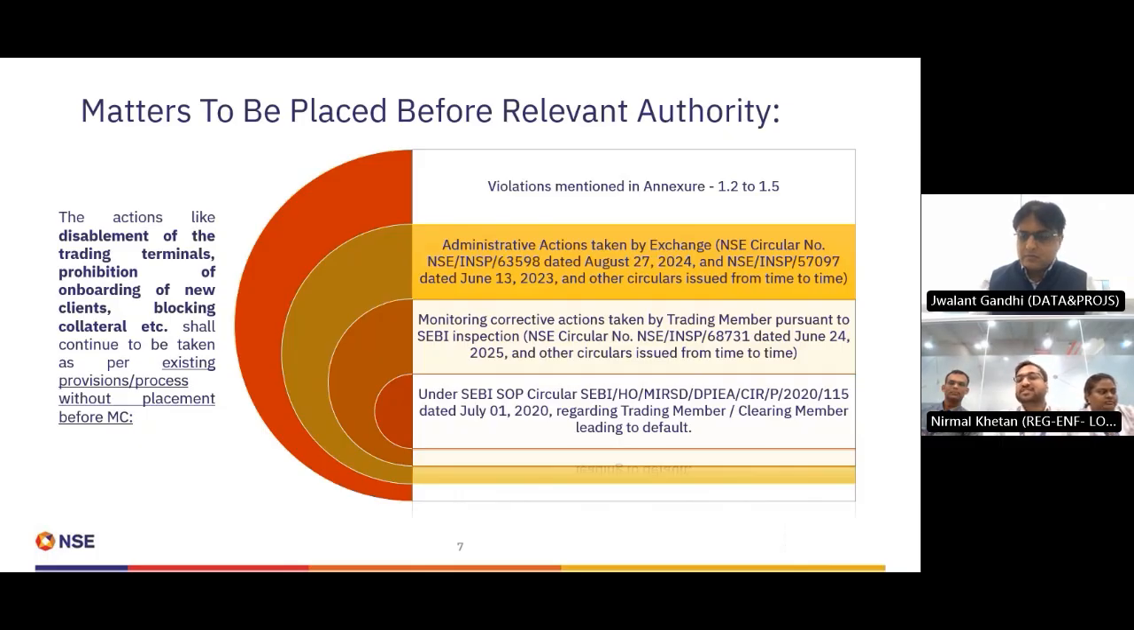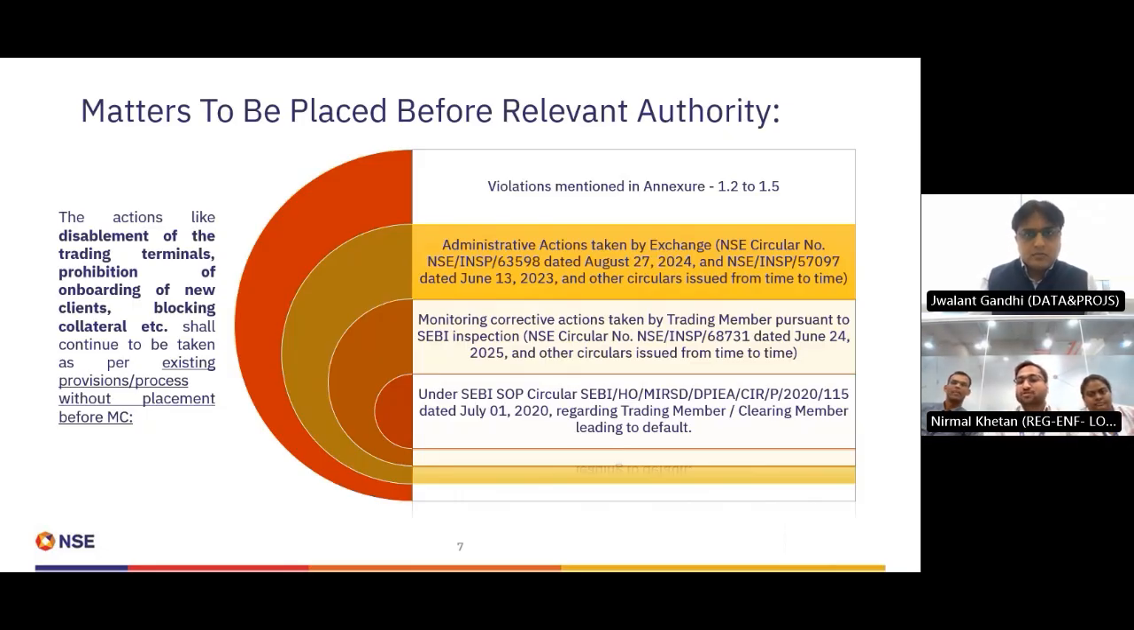And also administrative actions which are taken by the member in case of shortfall in net worth, shortfall of client funds, or trading terminals not found at the locations. In such cases, the administrative actions are initiated at the exchange end only. So if blocking of the terminal or blocking of collateral is made, such actions will not be placed before the MC and will continue to be taken up by the exchange themselves.